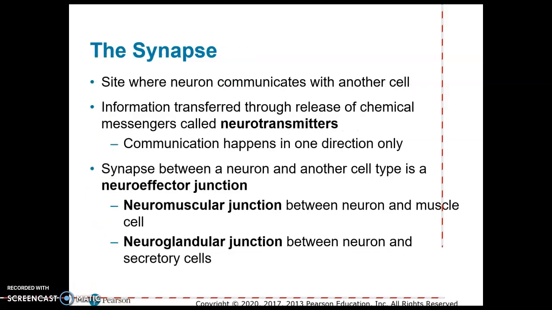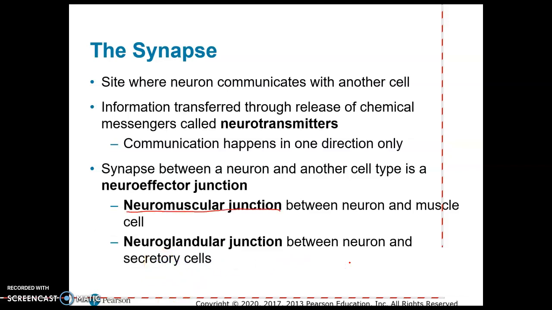Okay, we have actually already learned about a synapse. The synapse is where the neuron communicates with a target. In chapter 7, that target was a skeletal muscle. And so we called the area where the neuron interacts with the skeletal muscle the neuromuscular junction. So this is some review here.